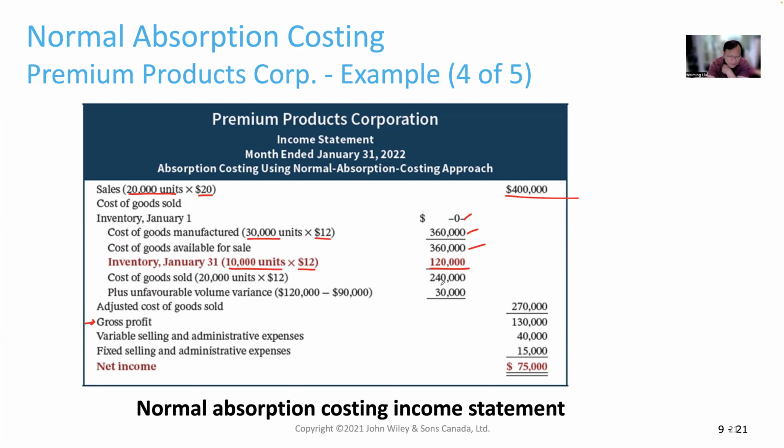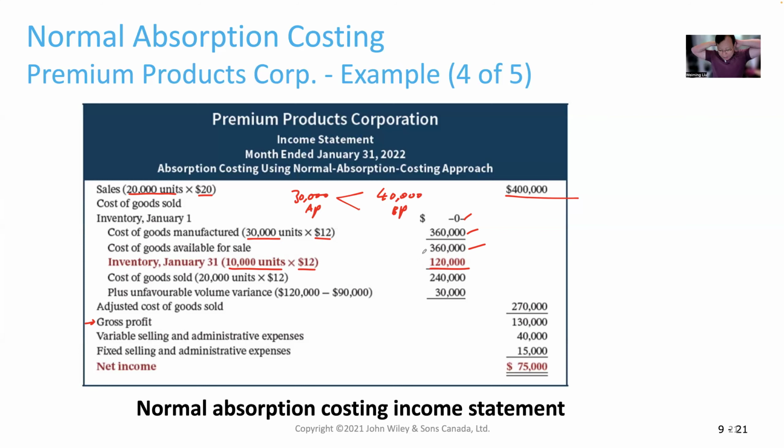And now the actual production is 30,000 units. The budget production is 40,000. So your actual production is less than budget production. That's bad news. That's unfavorable. So your cost will increase. Your cost of goods sold will be increased. Increased by how much?